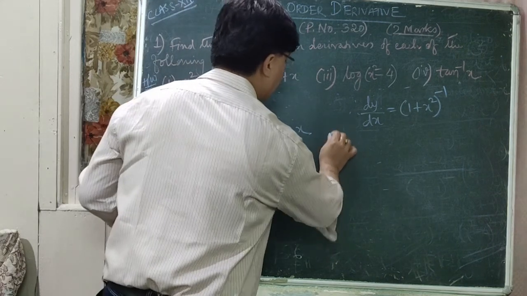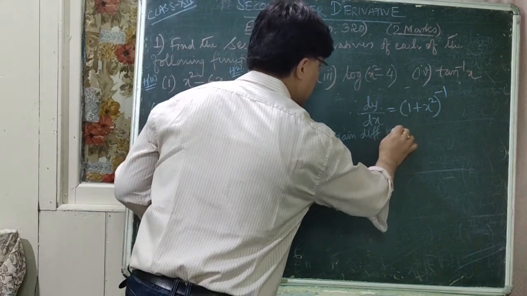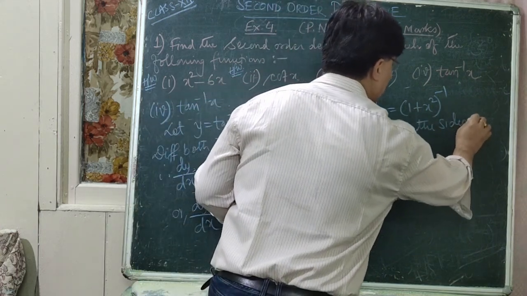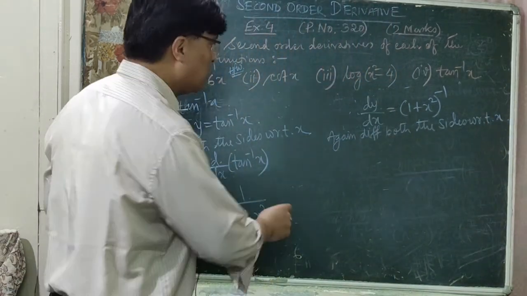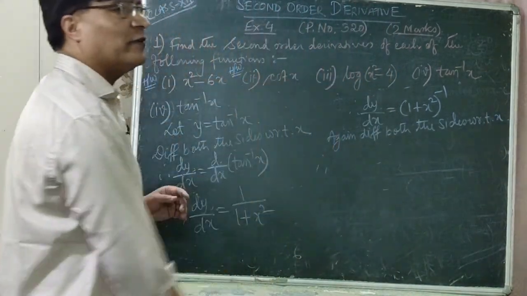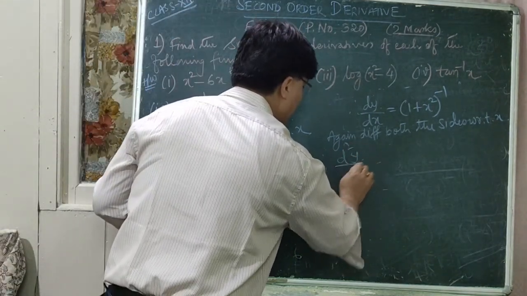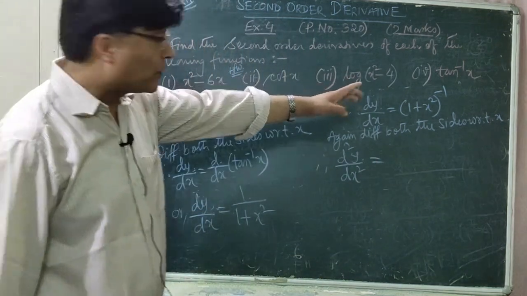Okay. So again you have to find out d2y by dx square. Again differentiating both the sides with respect to x, right? Therefore, what is the differentiation of dy by dx with respect to x? It is d2y by dx square, which is equal to, now you can differentiate it.